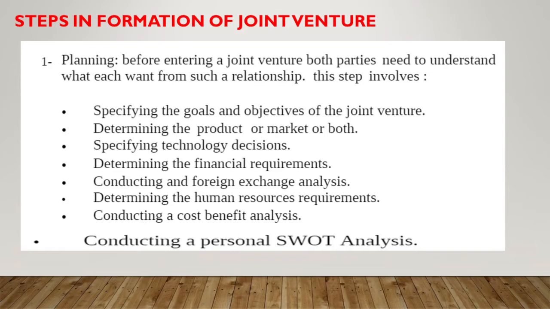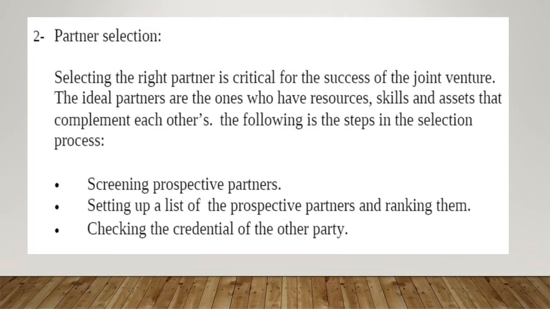This is on the paper planning stage. Next is partner selection. When you are going to take up anybody as a co-venturer or partner, first you have to identify the prospective partners. First you have to inquire who would like to join with you, and later you have to list them and rank them, who are the best, and later cross verification, later selection.